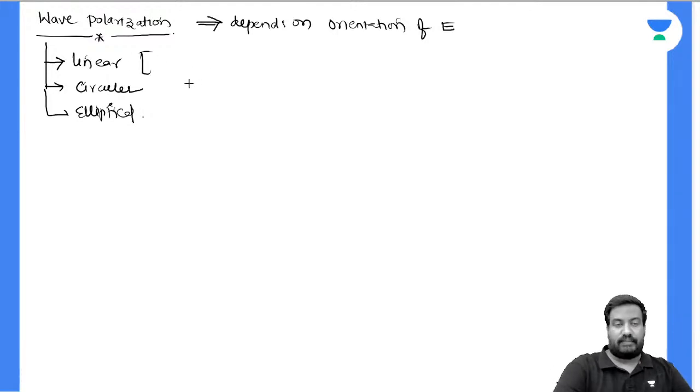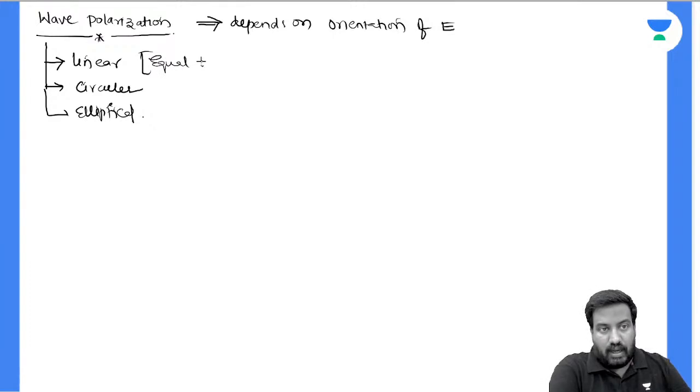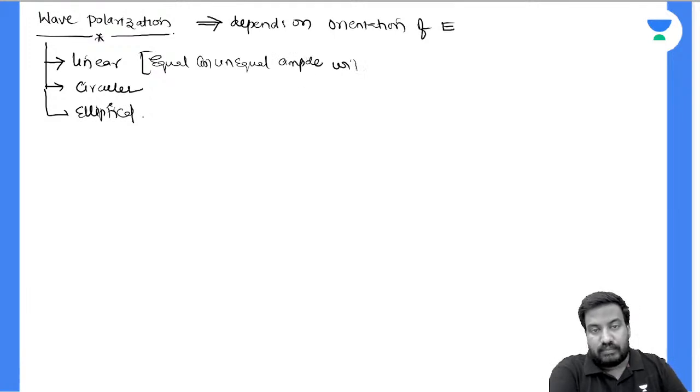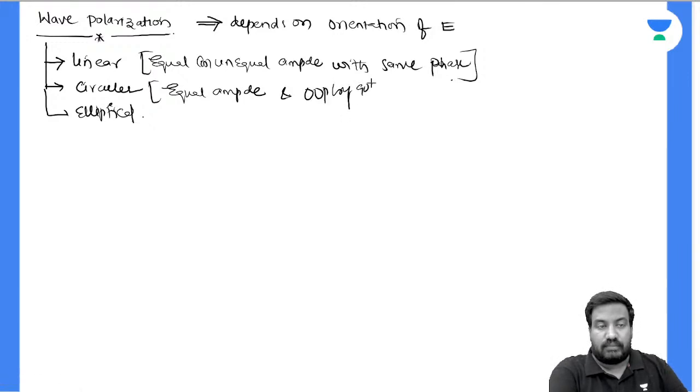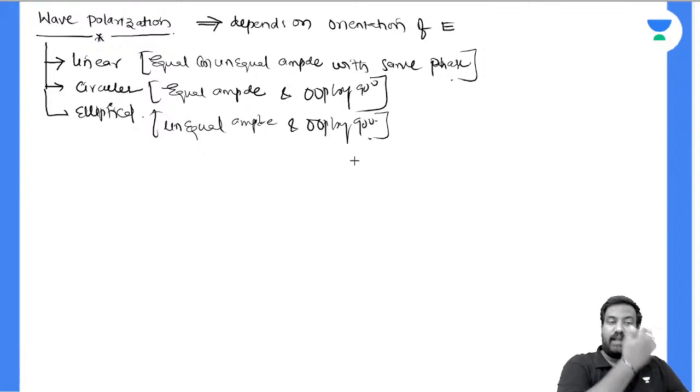Linear polarization is the case where we have equal or unequal amplitude with same phase. Circular polarization implies equal amplitude, out of phase by 90. Elliptical implies unequal amplitude, out of phase by 90.